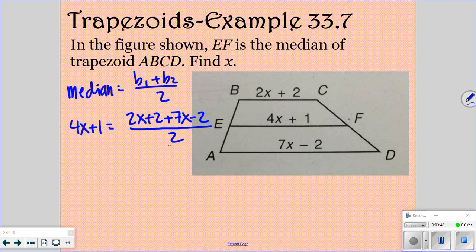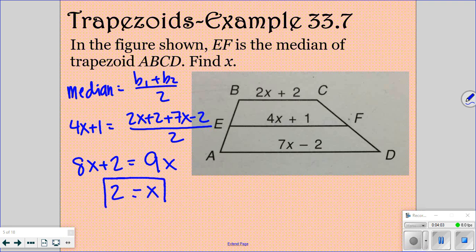So I'm going to cross multiply here to get rid of the fraction and make that 8x plus 2. And then I can combine my terms, and that'll just be 9x. So if you solve for x, x will equal 2. So that's all that we're going to do with lesson 33. We're going to move on now to lesson 34.